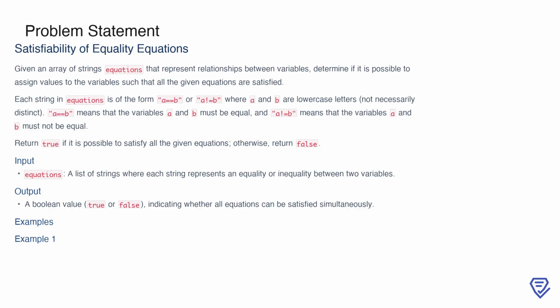When we encounter an equality equation like A equals B, it means the two variables must represent the same value. Conversely, an inequality equation such as A not equals B means the two variables must represent different values. The goal is to return a Boolean value true if it is possible to assign values to all the variables in a way that satisfies every equation, and false if it's not possible.